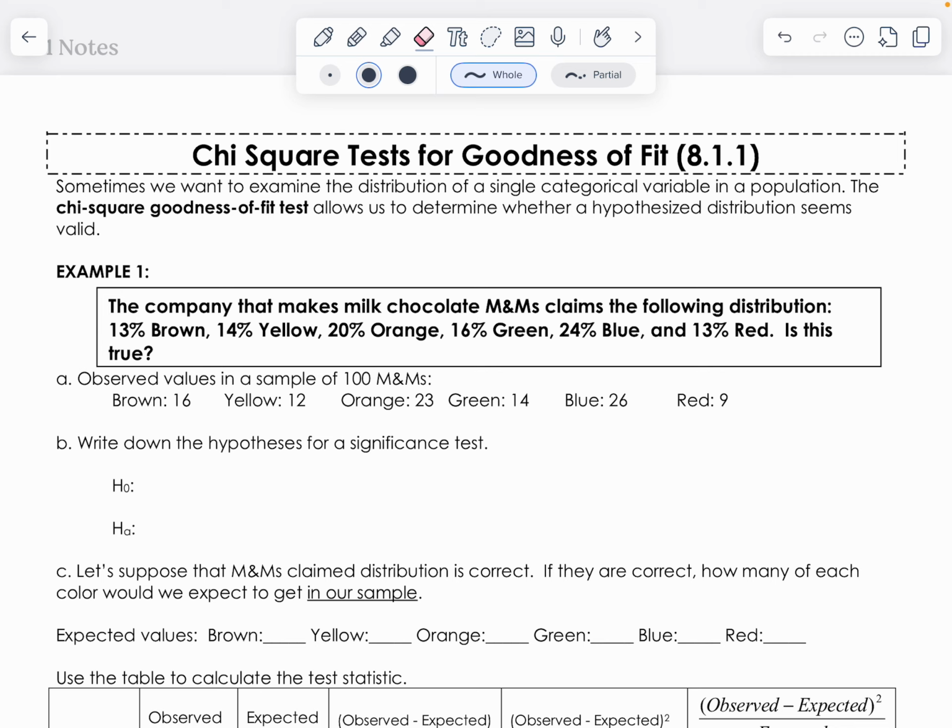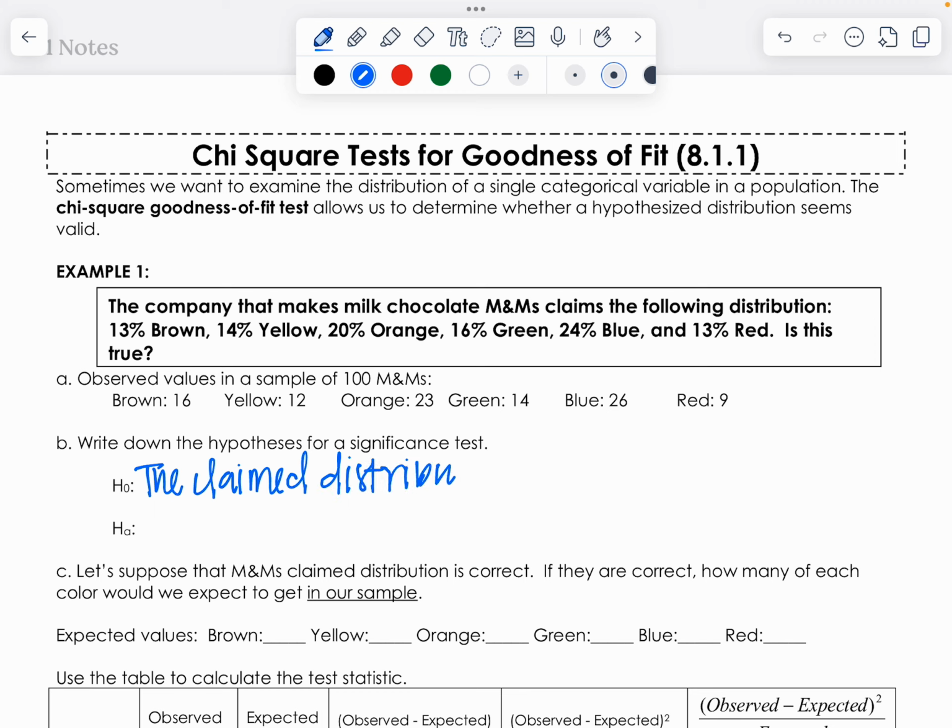Now, every chi-square test, just like every t-test and z-test, starts with a hypothesis. We would have both the null and the alternate. And the null will say that the claimed distribution is accurate. Okay, the alternate will say the claimed distribution is not accurate.